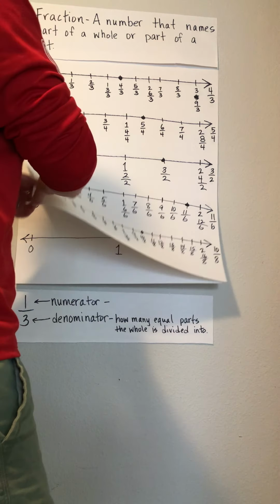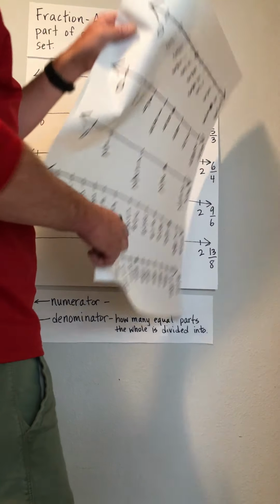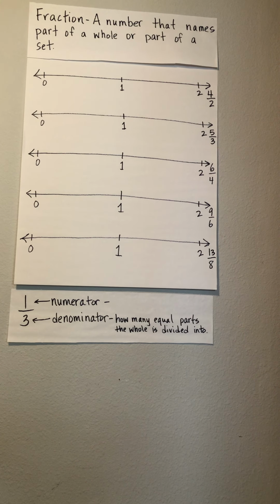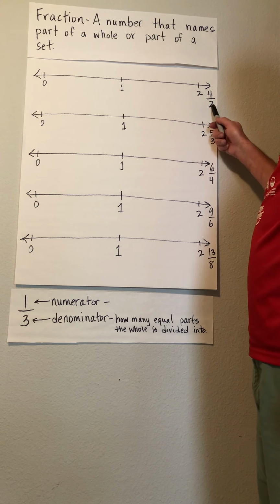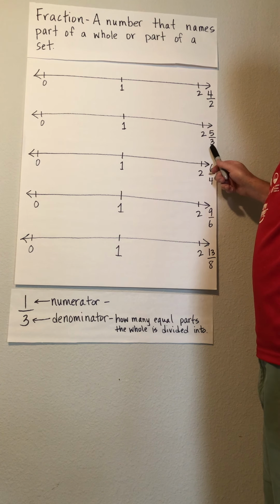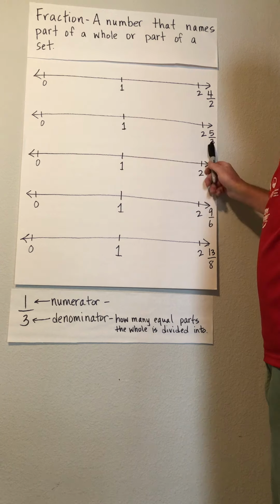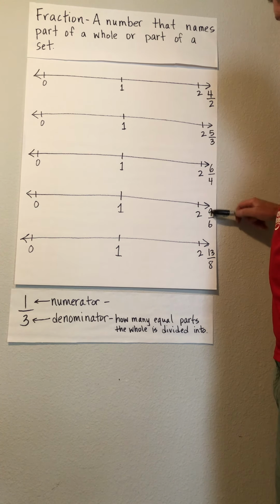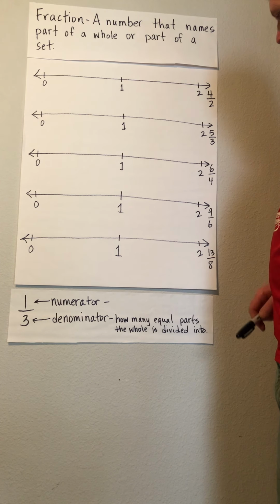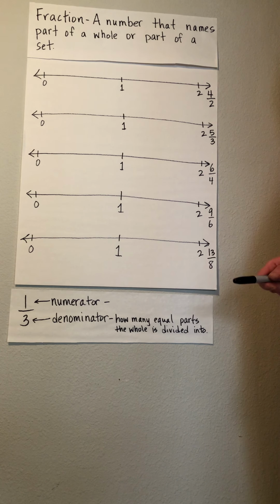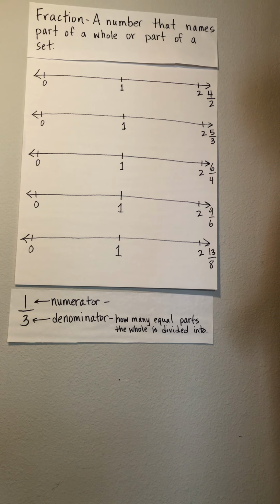So let's take this down. Stick it over here. So this is your work. I want you to mark out and label the halves, and then find 4 halves. Mark out and label the thirds all the way to 2, and then find 5 thirds. 6/4, 9/6, and 13/8. So go ahead and pause the video, copy this, and then do the work, please.